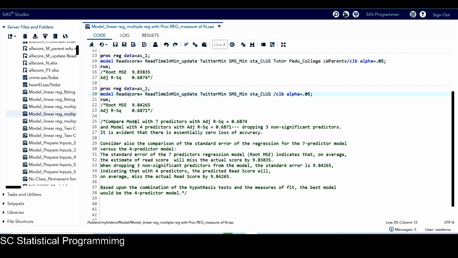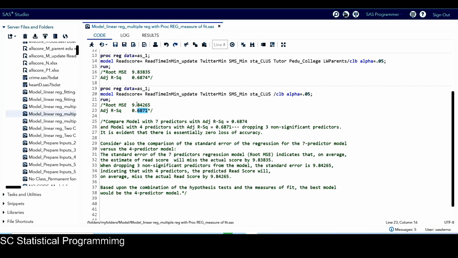With 7 predictors, the adjusted R-square is this number, 0.6874, and for 4 predictors, it is 0.6871. We can see by dropping 3 non-significant predictors, there is essentially zero loss of accuracy.